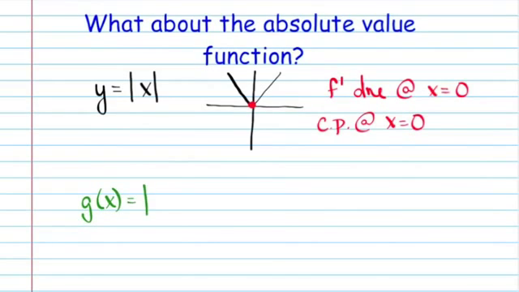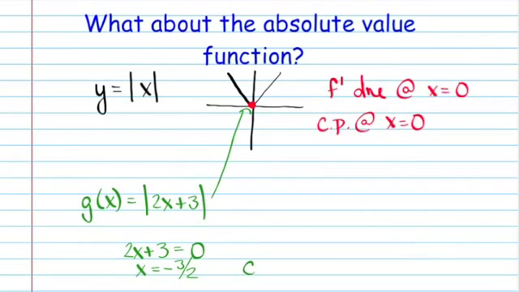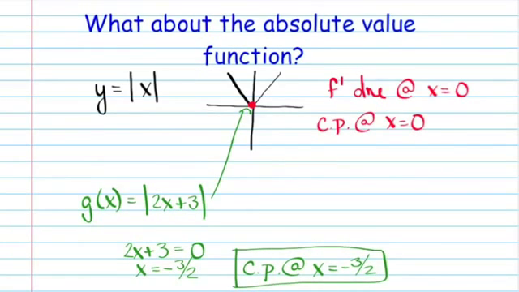So let's look at a different absolute value function. Let's say the absolute value of 2x plus 3. Now the corner is always going to occur where the inside is equal to 0. So I'm going to set the 2x plus 3 equal to 0 to solve. I get x equals negative 3/2. This is the x value where the corner occurs. That is where the critical point is because f prime doesn't exist.